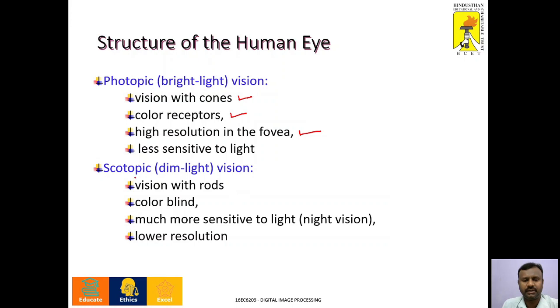When we look into the characteristics of scotopic vision, rods are responsible for this scotopic vision. There will not be any color discrimination, and it is much more sensitive to light, that is night vision, and it will not give any details, that is, the resolution is low in this scotopic vision.